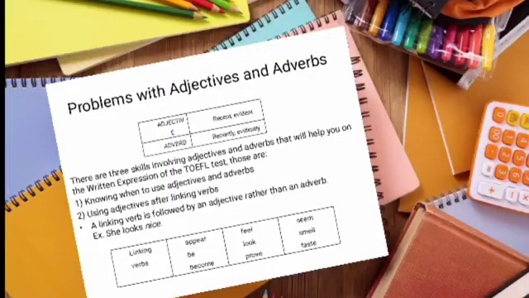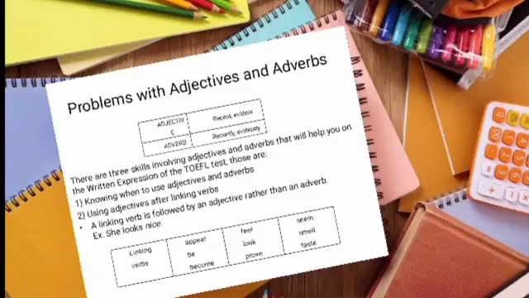Next, problems with adjectives and adverbs. Look at the table. Those are examples of some words that are adjectives and some that are adverbs. We should know that adding ly at the end of some adjectives will turn them into adverbs. For example, recent becomes recently, evident becomes evidently.